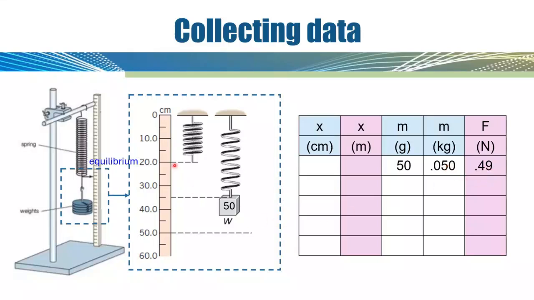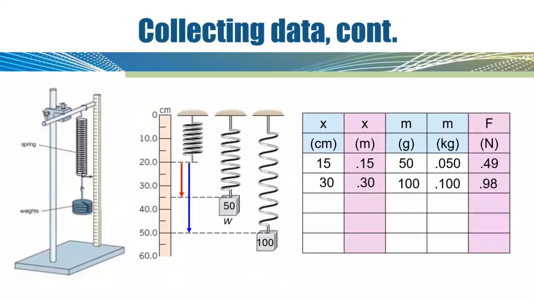And we can also see that when I added this 50 grams, the spring elongated. It stretched from 20 to 35, so it stretched 15 centimeters. But I have to convert that into meters, so 0.15 meters. It's the F and the X values that I'm ultimately interested in.